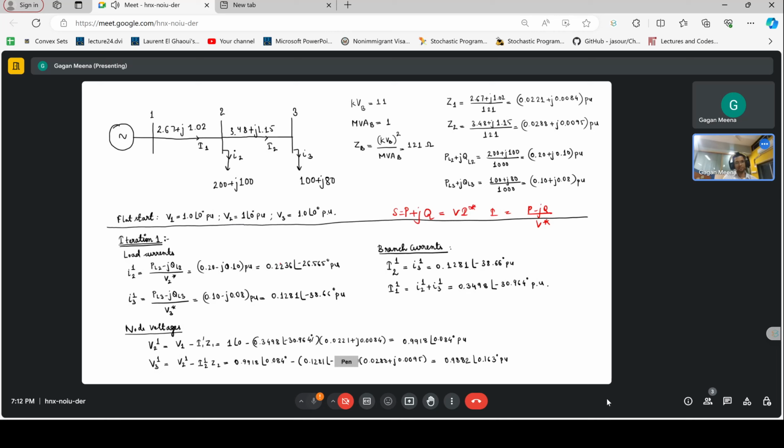Now we have to use this updated value of V2, not the value used for flat start. If you use the old value, then the number of iterations will increase. So use the most updated value and then we'll find this as V3. Now these are the new node voltages. Again, for iteration 2, first of all, we will find the load currents and again the line currents. So first the node current and then the line currents.